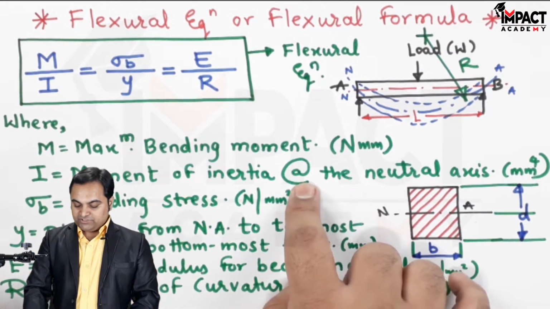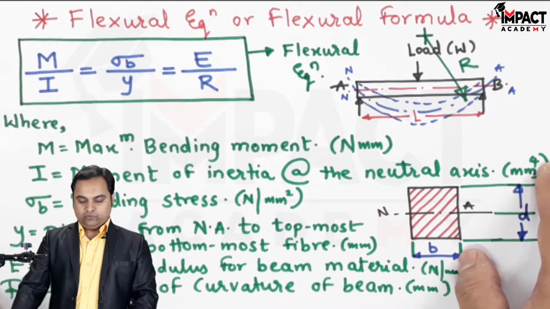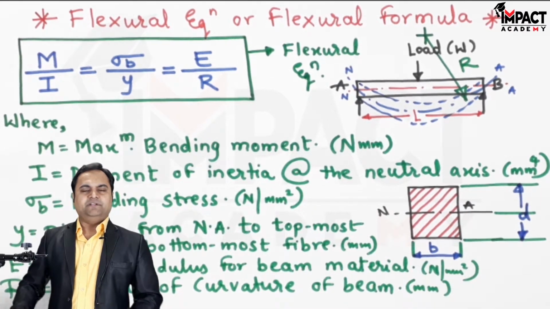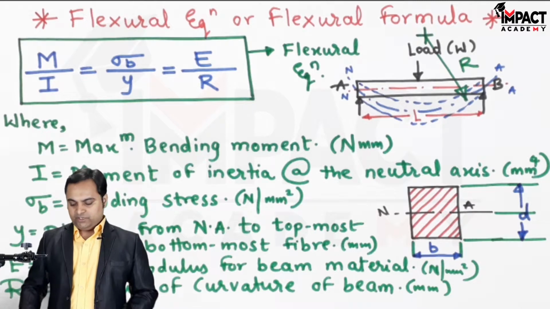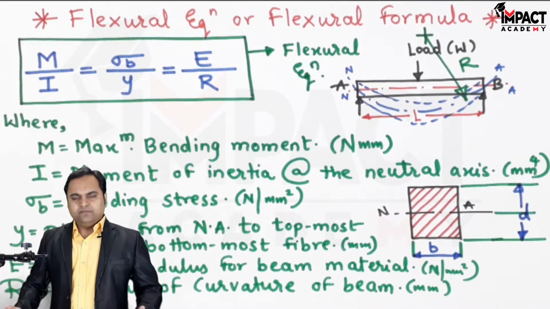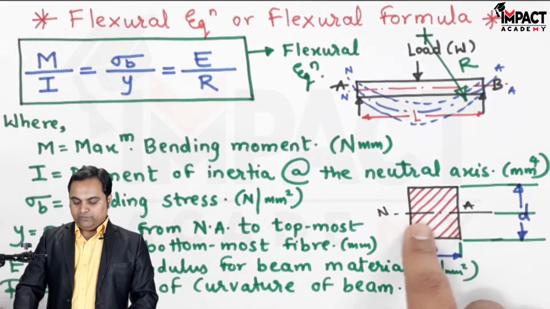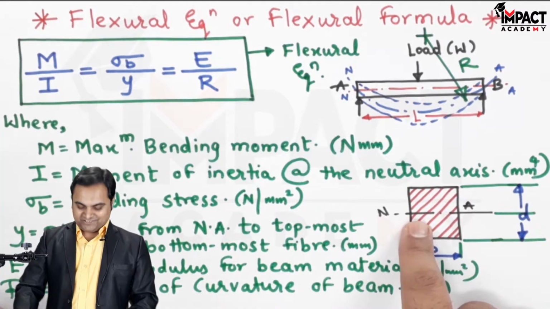I is the moment of inertia about the neutral axis. It is mm raised to 4, and the cross section may change. Here I am taking an example of a rectangular cross section. It can be I section, T section, C section, or it can be circular, hollow circular, any given section. So we have to find the moment of inertia for that section about the neutral axis.